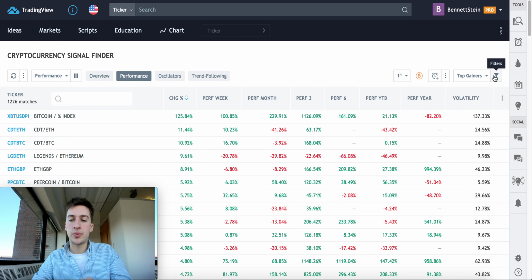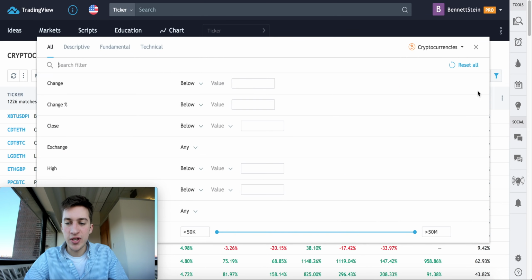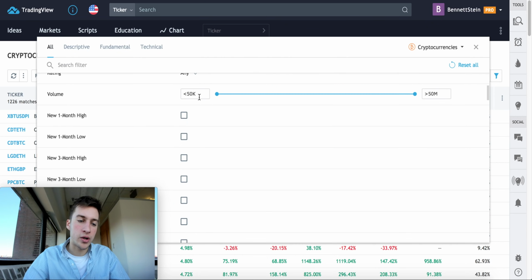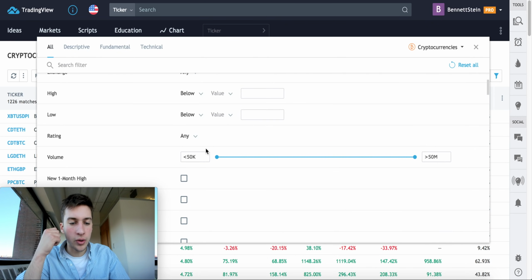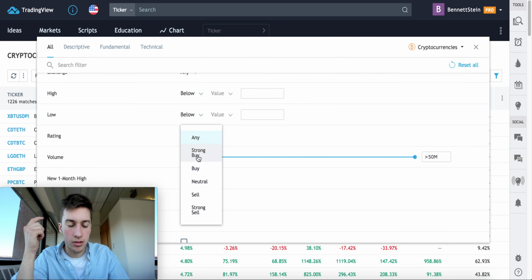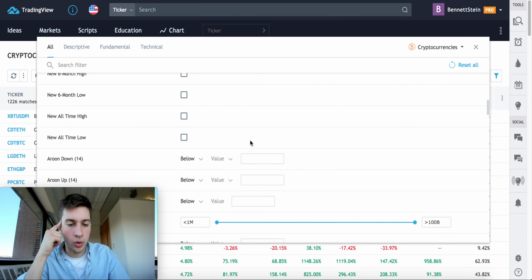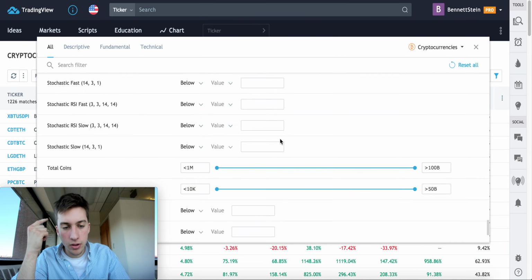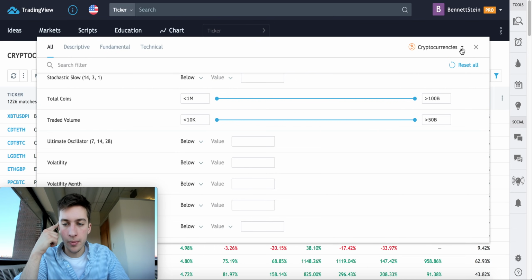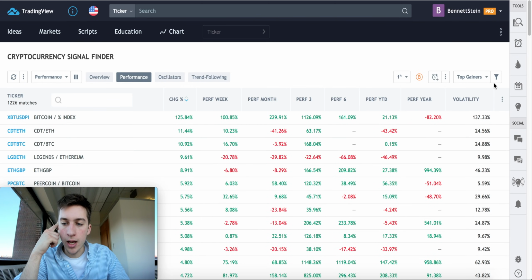And then on the far right is probably the coolest thing, which is you can hit filters to filter. The second coolest thing, actually. You can hit filters if you only want coins that have this amount of volume. If you only want coins that are strong buys, hit that. If you only want coins that have this amount of volume and so on, if you only have coins that blah, blah, blah. So that's what you can do.